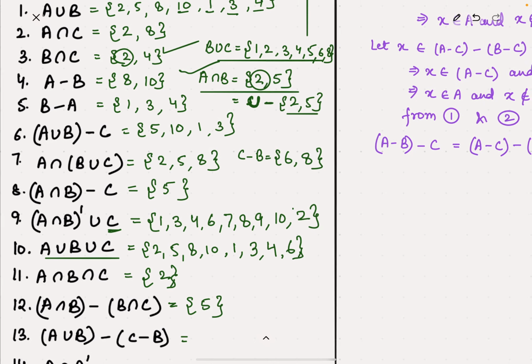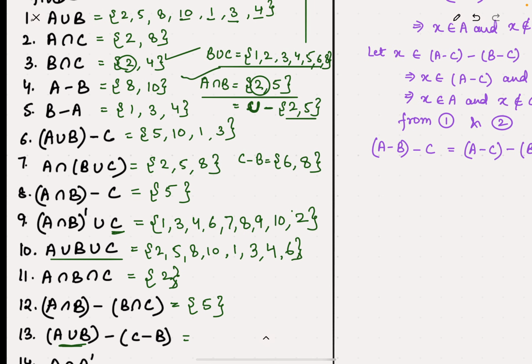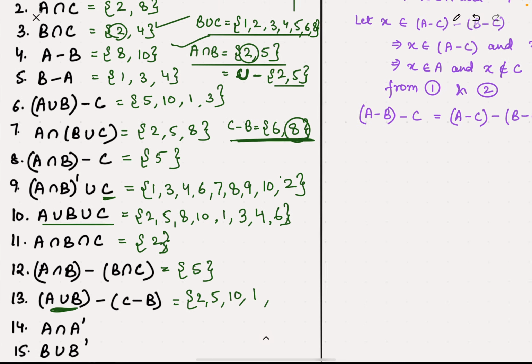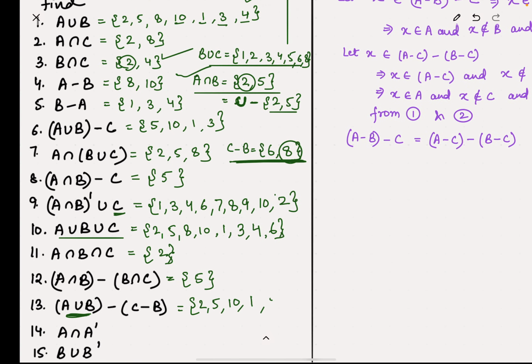Now let's write down all the elements of the first set first. So 2 is there, 5 is there, 8 belongs to C minus B, so don't write 8 here. Again write 10 from the union. 1 we can write, yes. Then we will be having 3. Yes, we can write 3 and 4.